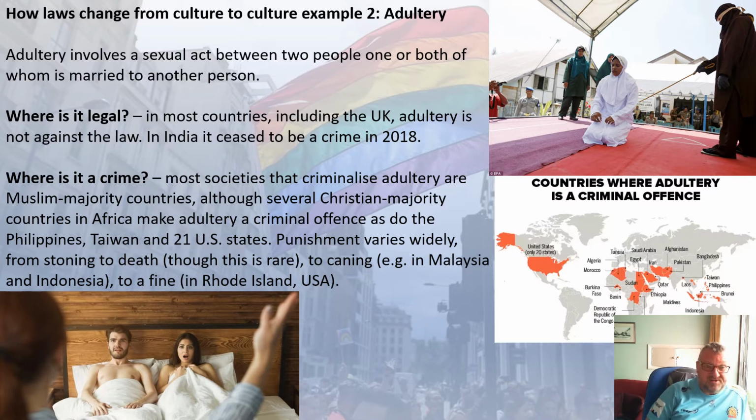It's a criminal offence. And punishments can vary across the world, from stoning to death, which is very rare, to caning in Malaysia and Indonesia. And here you see a woman being publicly flogged for adultery. I think that's in Malaysia. And if you're in America, if you're in the state of Rhode Island and you're caught in adultery, it's a fine.